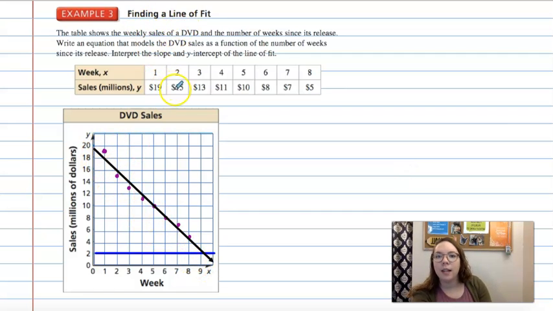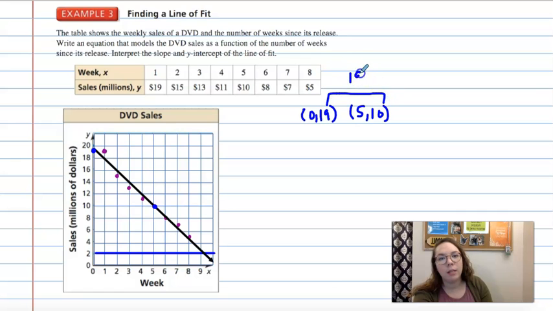So then it says, write an equation that models this. So we're going to write an equation for the line we drew in. So if I look, here I have a point at 0, 19, or I'm estimating that that's where it's at. And it looks like it's going right through this point here too, which is at 5, 10. So I'll use those 2 points to write my equation.